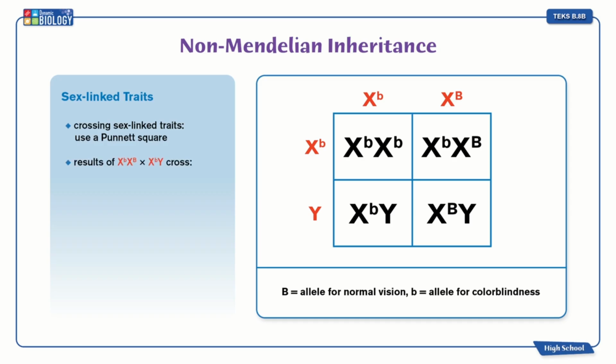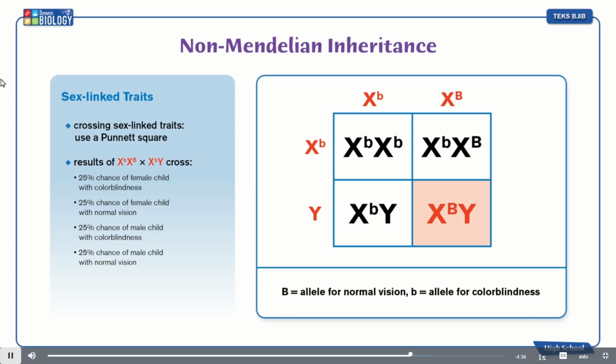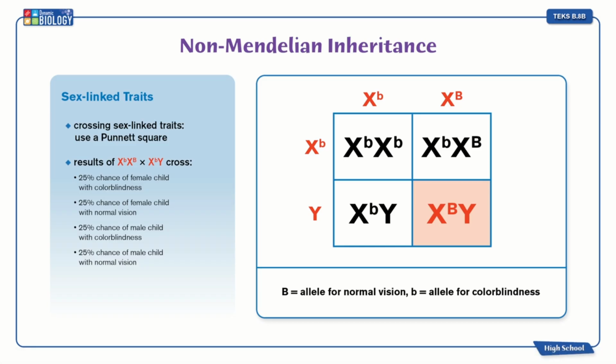Based on our completed Punnett square, we can make the following predictions about the offspring of these two parents. There's a 25% chance that their child would be female and colorblind. There's a 25% chance that their child would be female with normal vision. There's a 25% chance that their child would be male and colorblind. And there's a 25% chance that their child would be male with normal vision.